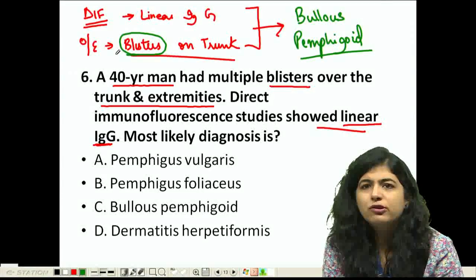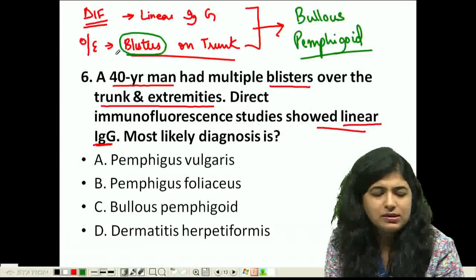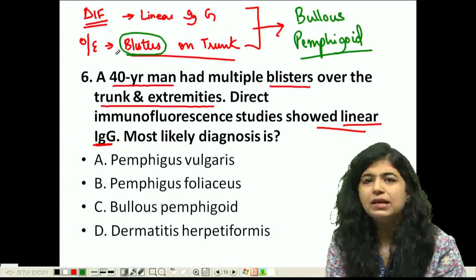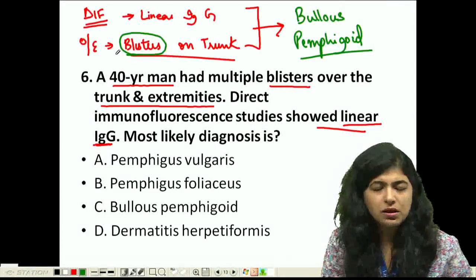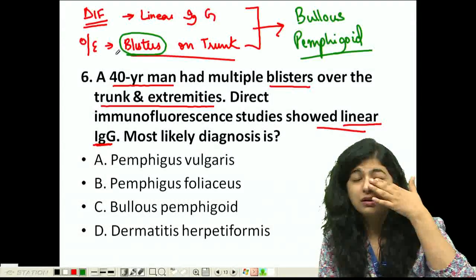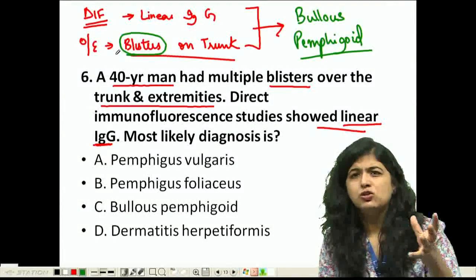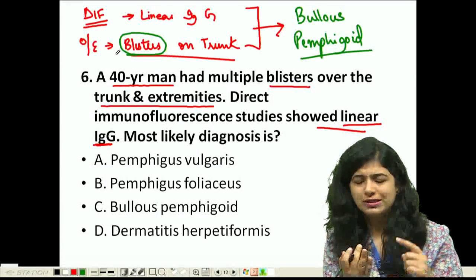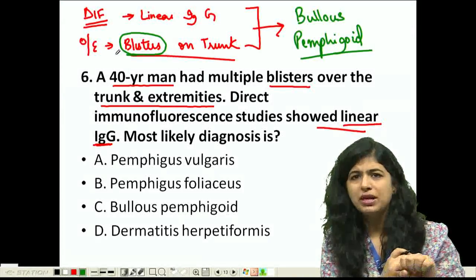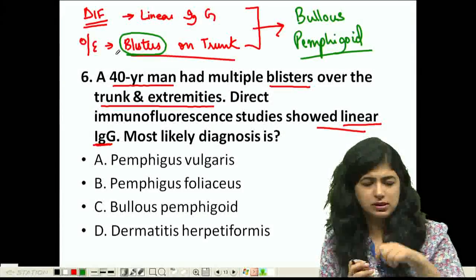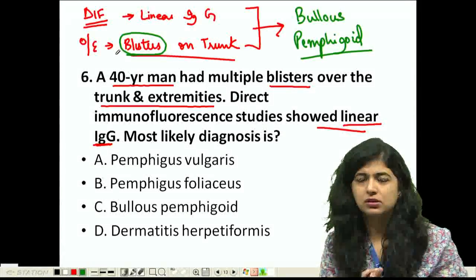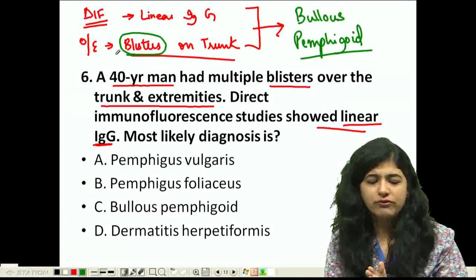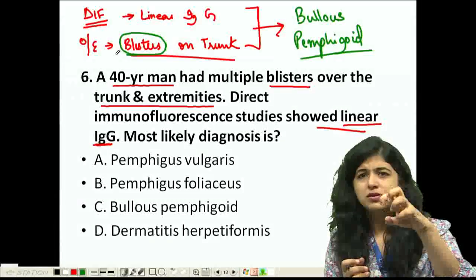If they have not mentioned erosions in the question, only blisters have been said, that means it is a subepidermal blistering disorder. Why? Because in the pemphigus group, which is your intraepidermal, the lesions tend to rupture, the bulle rupture. So primarily what you see is erosions. So the question will mention both erosions and bulle if it is talking about the intraepidermal pemphigus group of disorders. But if it is only talking about blisters, blisters means there are multiple intact bulle all over the body.